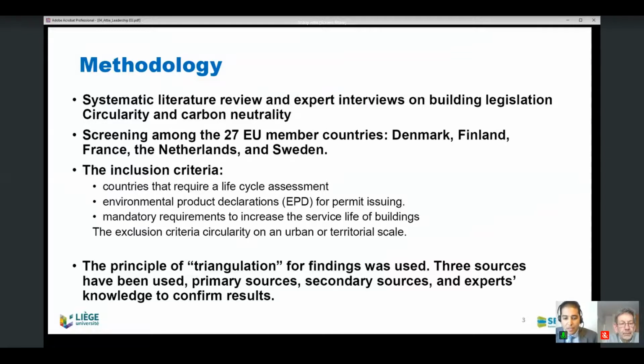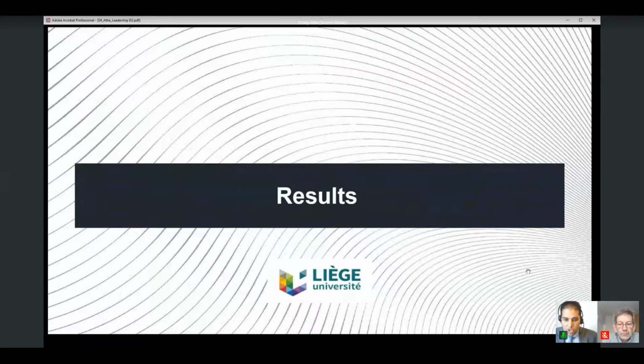They have mandatory requirements to increase the service life cycle, and definitely the procurement process is also part of it. We excluded the criteria related to the urban and territorial scale, and the principle of triangulation was used to validate our findings of this study. Well, what are the results of our study?